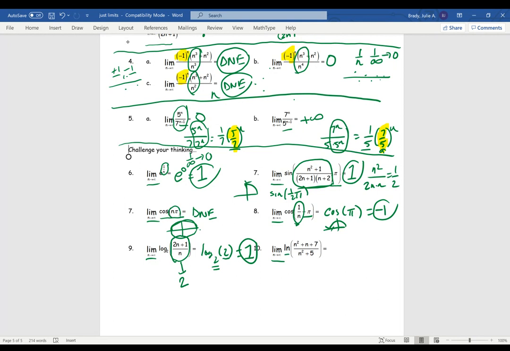Okay. This is the same thing, but remember ln is a special version of writing log base e. So if n goes to infinity, the leading terms are the same. So this approaches 1, and this would be equal to the ln of 1. And that's saying e to what power gives me 1? And that answer is 0.